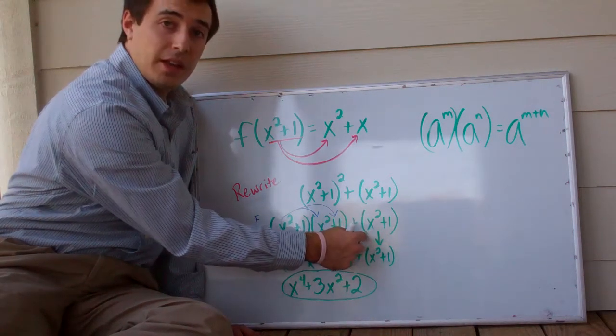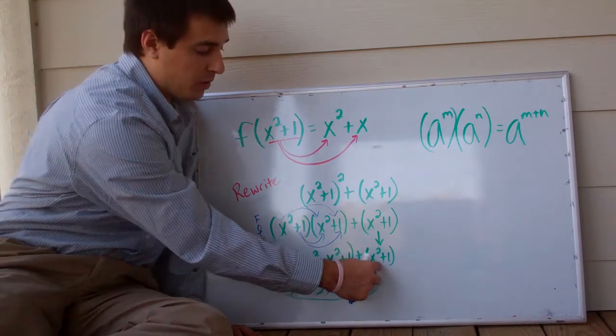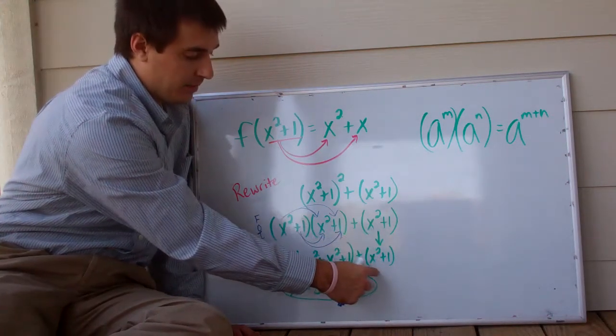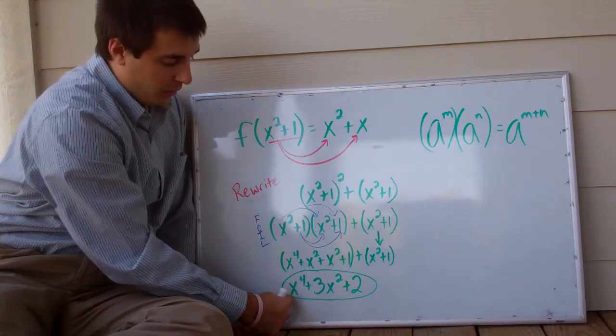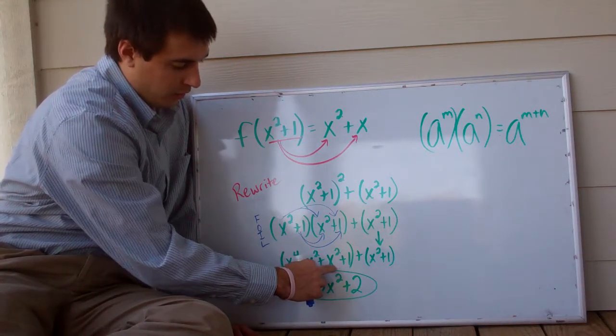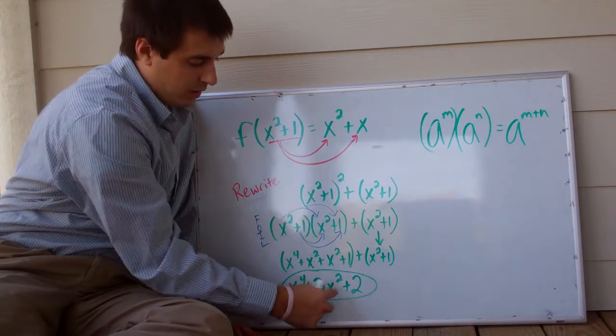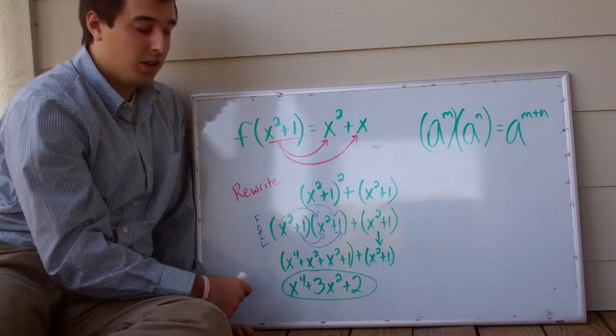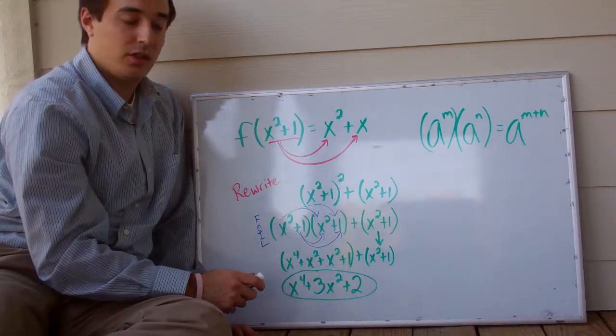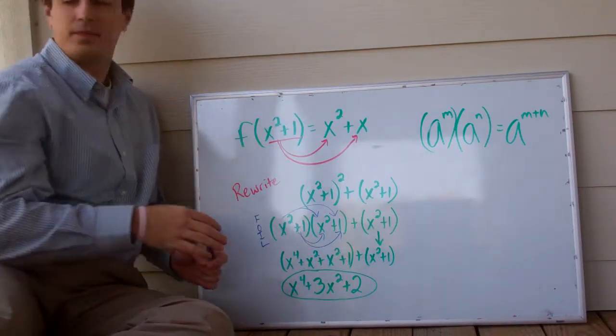But then we can't forget that last part. We have x squared plus 1 again, which we just keep bringing down. So when we simplify this all together, we have x to the 4th plus 3x squared, because 2 here and 1 here, plus 2, because we have plus 1 plus 1. And then that is going to be our final answer for our equation.